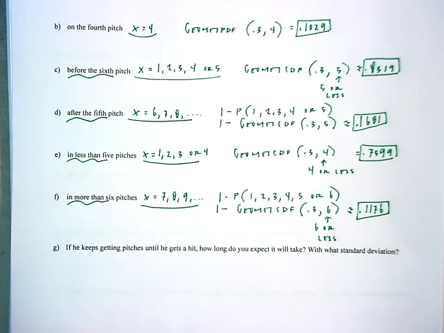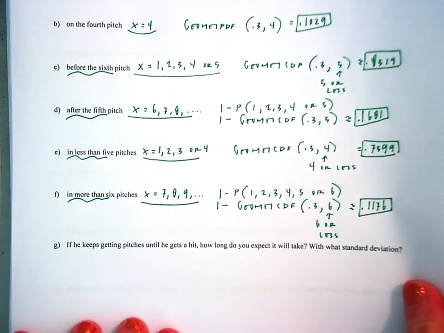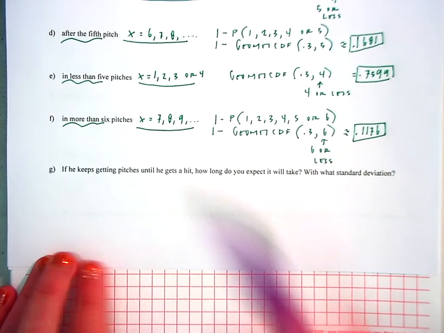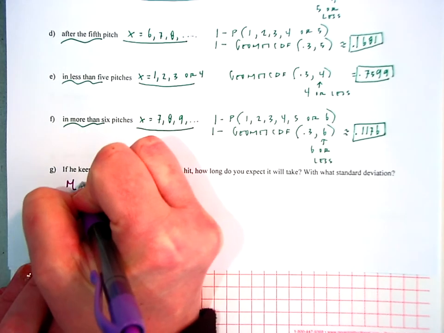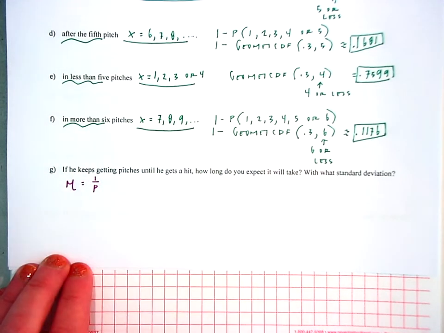Okay, next up, well, if we have our baseball player just keeps getting pitches until he gets a hit, how long do you expect it to take with what standard deviation? So here again, it's saying, well, what's the mean? What is the standard deviation? And then, give me a little context.